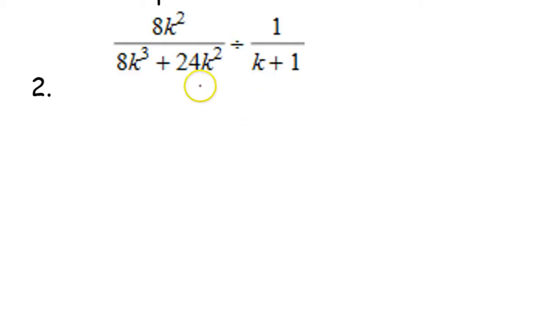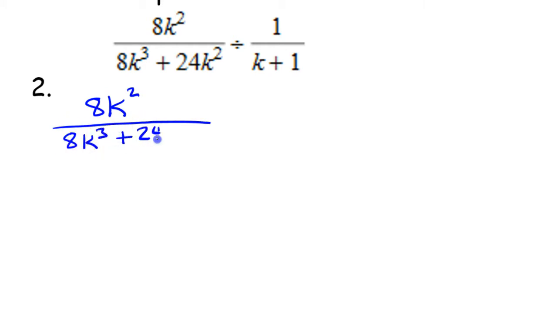Okay, now this is a division problem, so that means I'm going to multiply by the reciprocal. So what I have is 8k squared over 8k to the third power plus 24k squared. So I'm going to multiply by the reciprocal. So this will be times k plus 1 over 1.